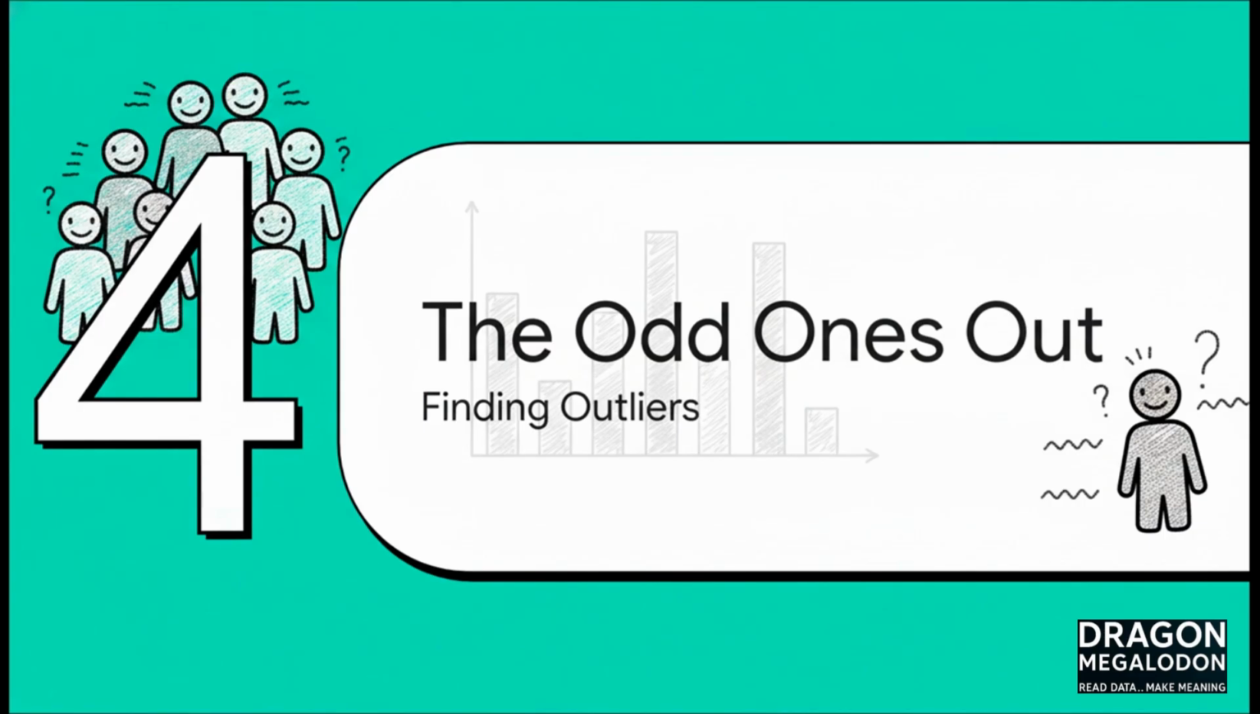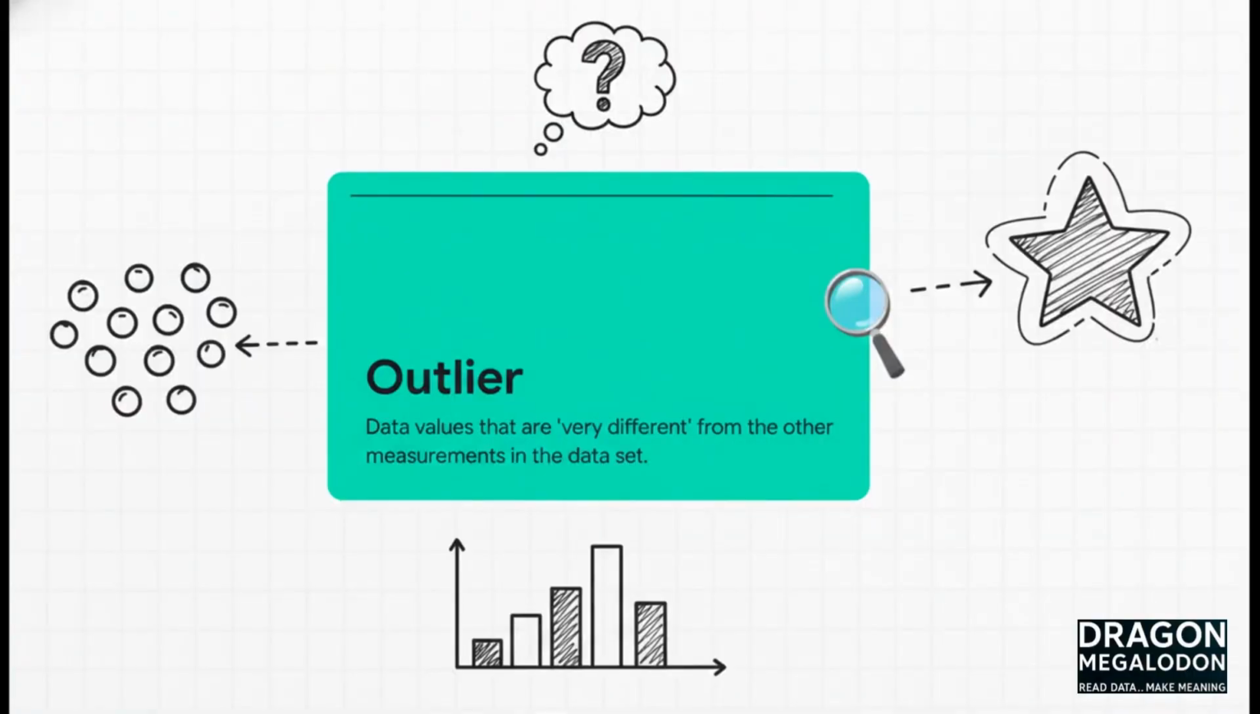But sometimes the story has a plot twist. Sometimes there are characters in our data that just don't fit in with the main crowd. And in the world of statistics, we call these plot twists outliers. So what's an outlier? It's just a value that is so far out there, so different from everything else, that it makes you stop and go, huh, that's weird.